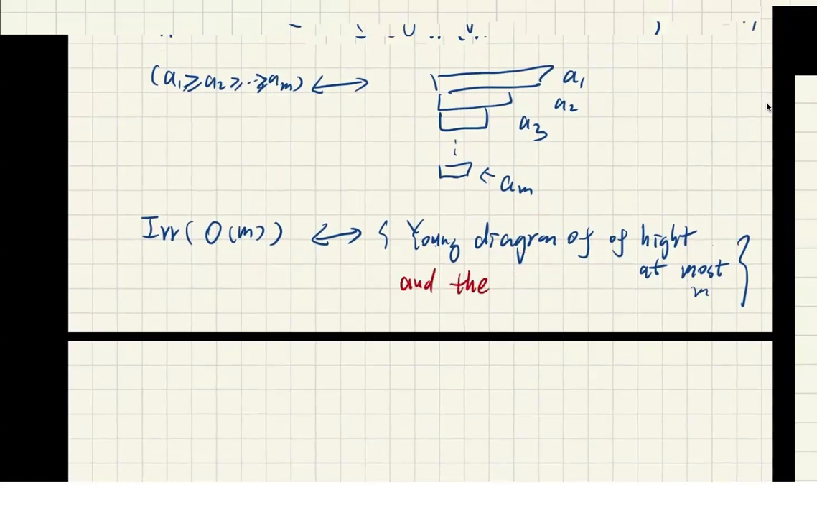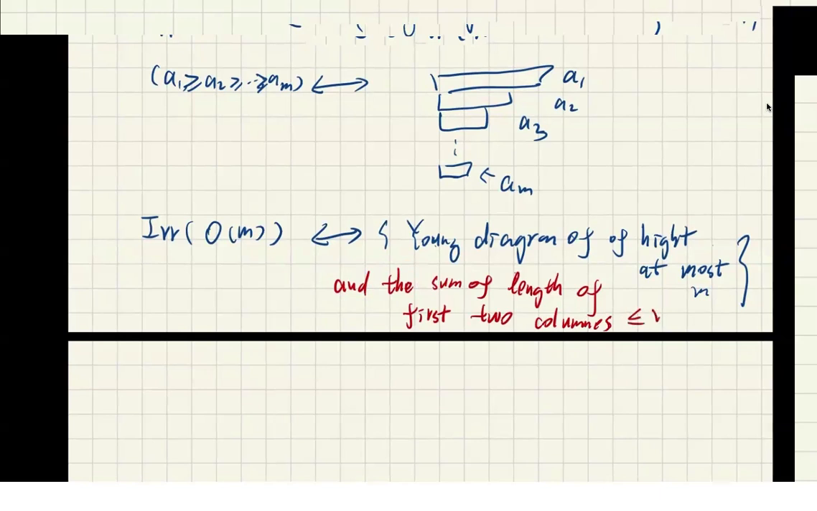the sum of the lengths of the first two columns is less than or equal to N.